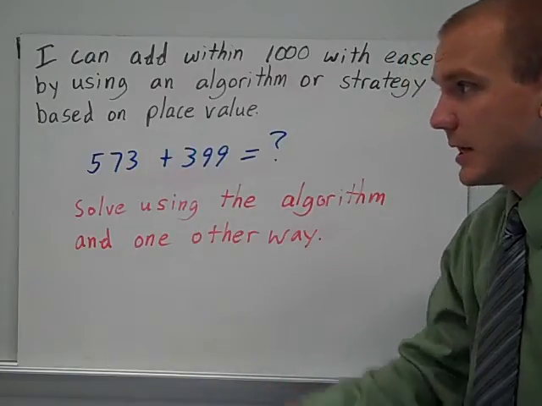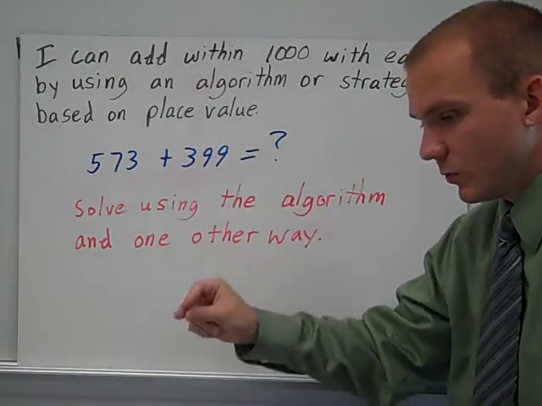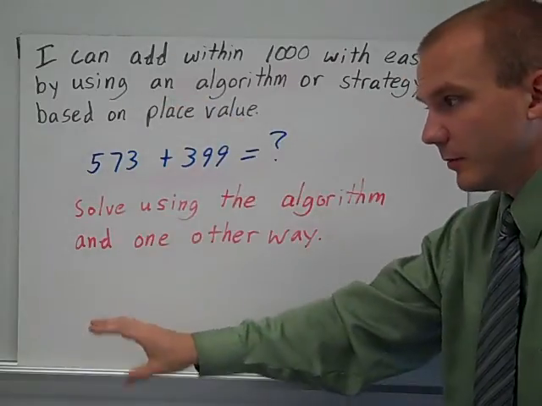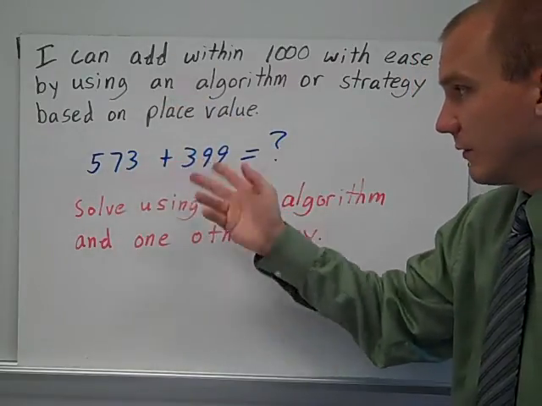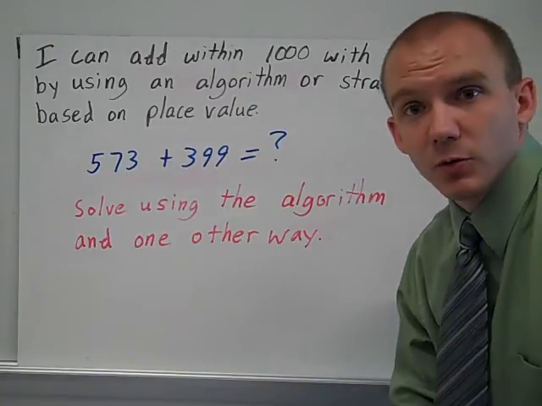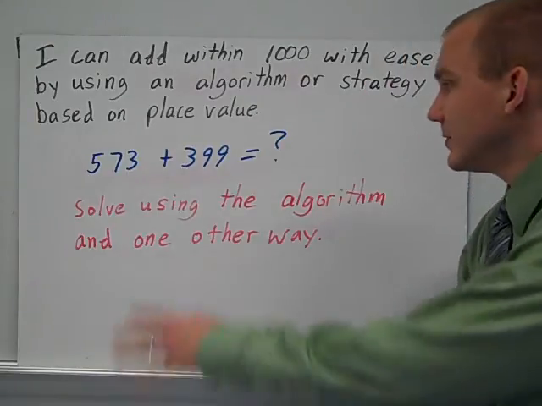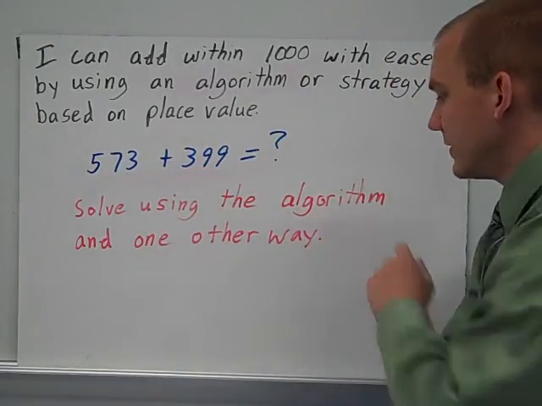Place value blocks, breaking it down by hundreds, tens, and ones, and adding just those together and coming up with a new sum. Or maybe adjusting one of the numbers to make it a little bit easier to work with, and then adjust your sum. So anyway, you can think of that, but also do it with the algorithm as well.